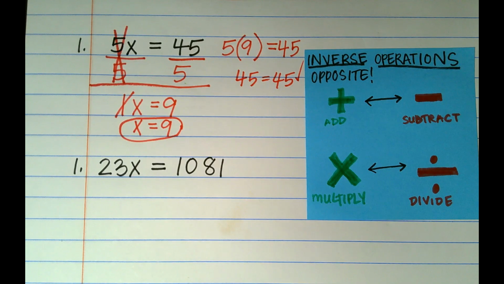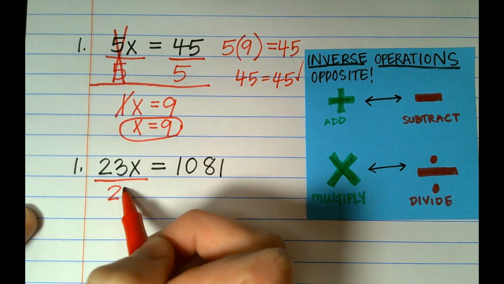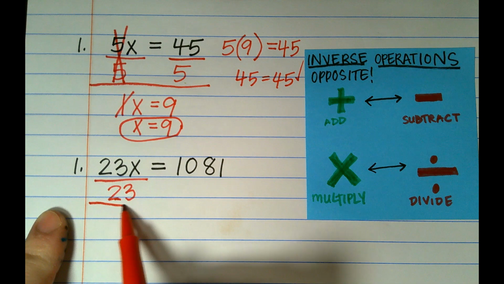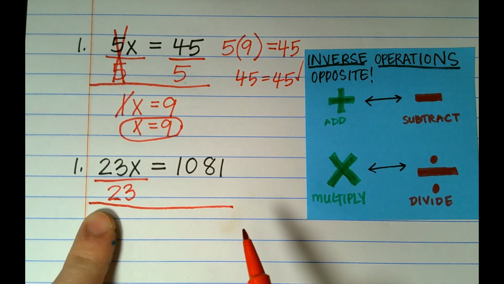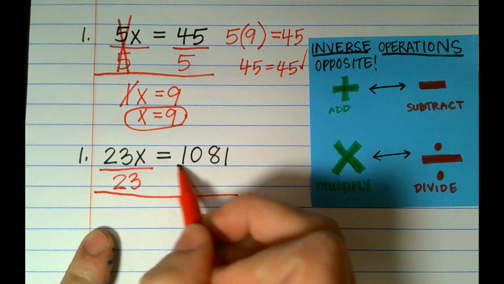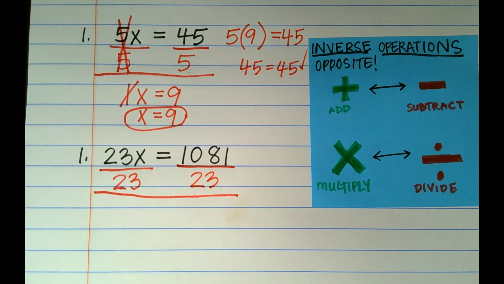23 divided by 23. Yes, we're going to divide by 23 to get rid of that times 23, because that x turned into a division. So, where else do I divide by 23? Over the 1,081. Now, can you write the division sign there in the middle?